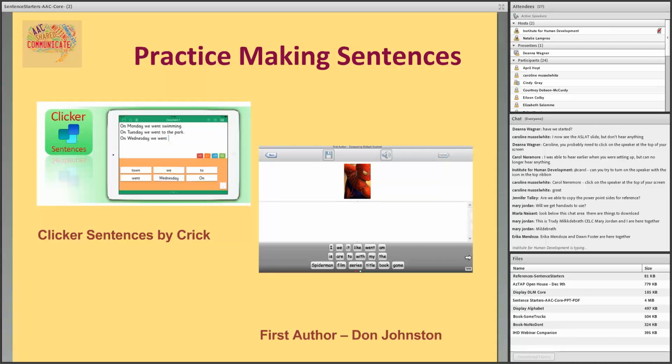Clicker Sentences by Crick is available as an iPad app. You could also use the Clicker software on your computer. The individual words would be on different pages, and you could practice how to put them together to make the sentences. So we're cutting them apart to see each word individually, and that these words go together to make the sentences. So the important part about day 3 is noticing that sentences are made up of individual words.